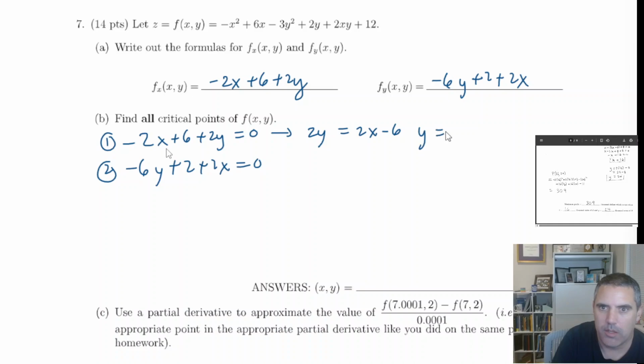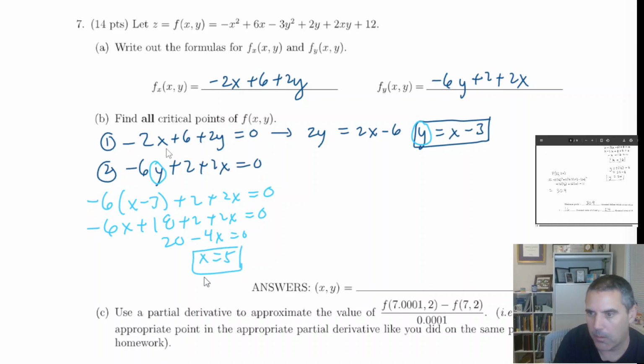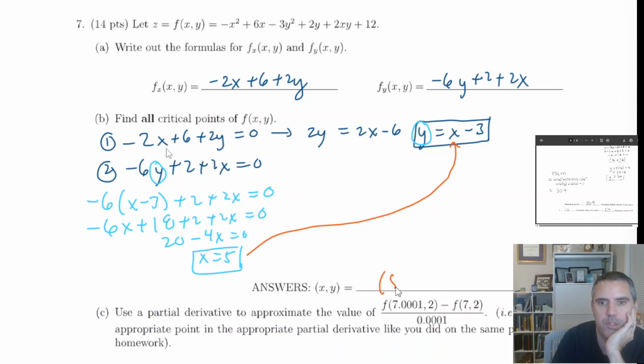We'll divide. Y is equal to x minus 3. Divided everything by 2. Now we're going to substitute it in right here. And let's see what we get. So we get negative 6, x minus 3, plus 2 plus 2x is 0. So we get negative 6x plus 18 plus 2 plus 2x is 0. So we get 20 minus 4x is 0. X is going to be 5 after a little bit more work. So that gives us the critical point. And now we plug that in here. And we get y is 2. So the only critical point is 5, 2.